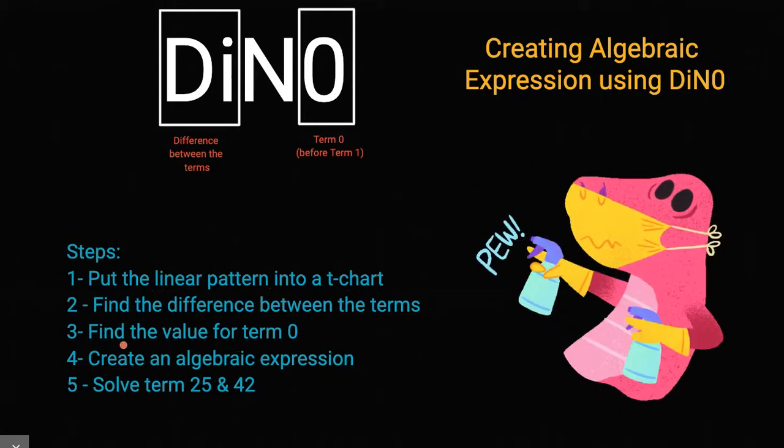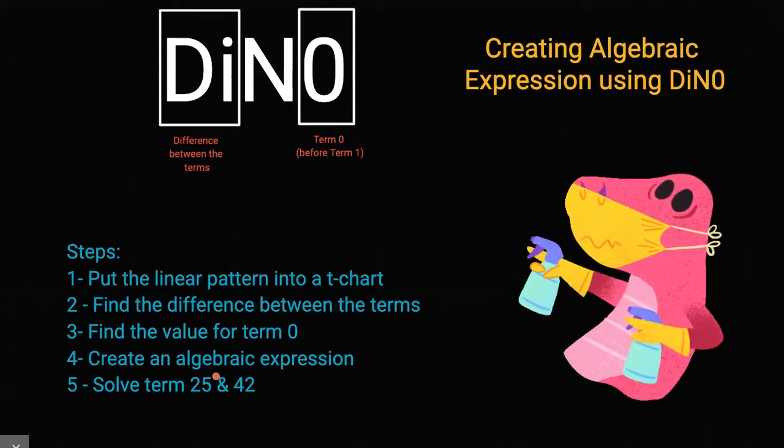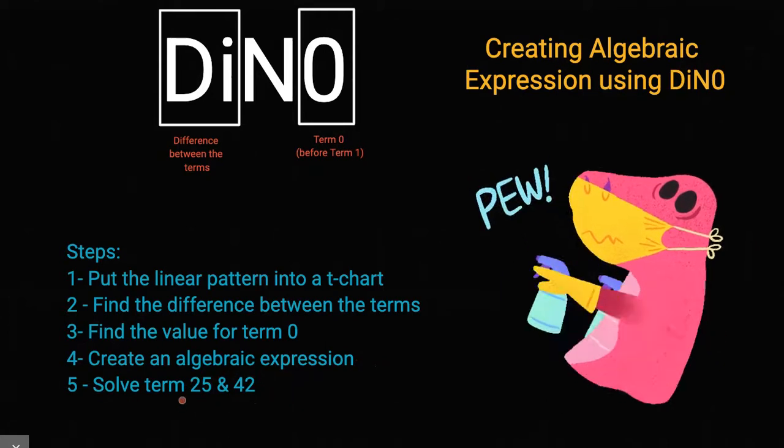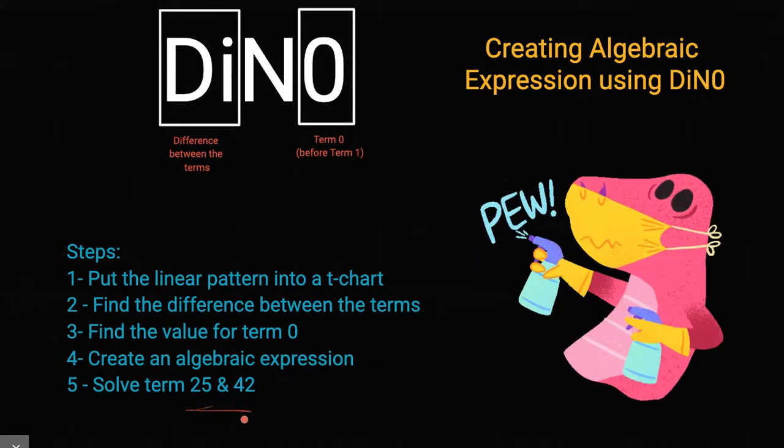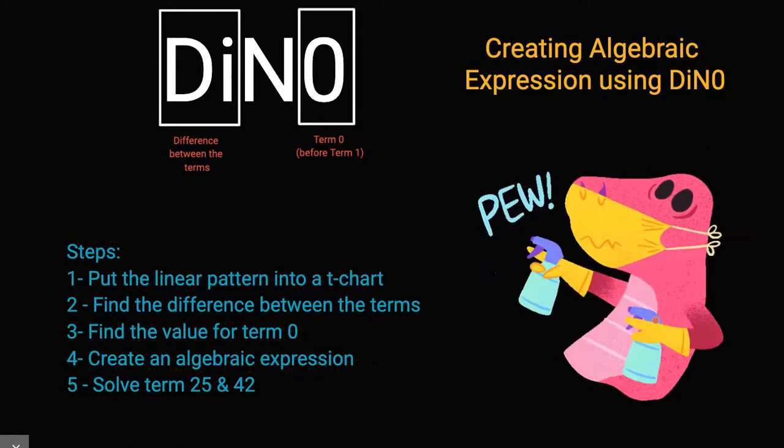Then we are going to find the value for term 0. This will help us create an algebraic expression. And finally, we will solve for term 25 and 42. Now, why 25 and 42? For absolutely no good reason. I just picked these numbers to help us. This is DiN0, and he is helping us stay safe. So let's get started.